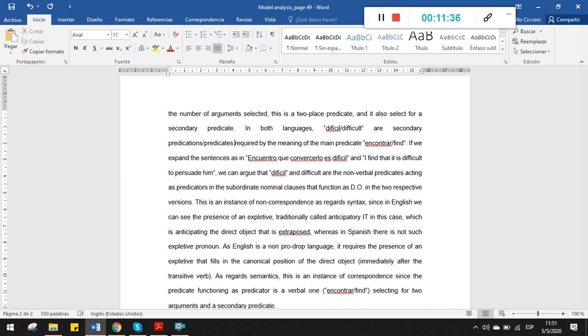As regards semantics, this is an instance of correspondence, since the predicate functioning as predicator is a verbal one that we have identified as encontrar and find, selecting both two arguments and a secondary predicate.